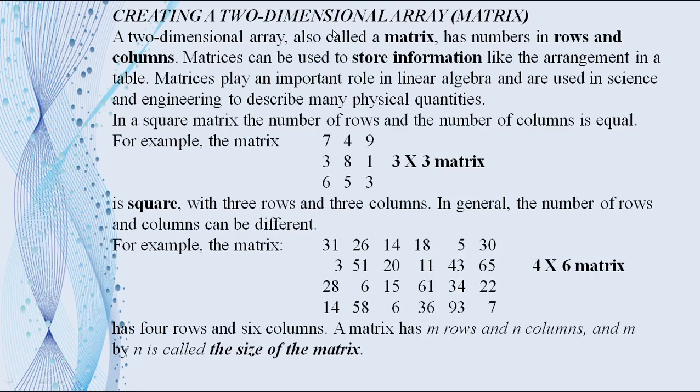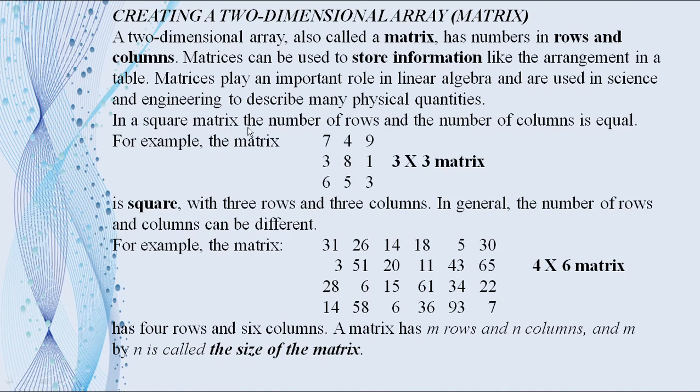Creating a two-dimensional array, a matrix. A one-dimensional array is a vector. A two-dimensional array, also called a matrix, has numbers in rows and columns. Both of them will be available, rows and columns. Matrices can be used to store information like arrangements in a table. Matrices play an important role in linear algebra and are used in science and engineering to describe many physical quantities.